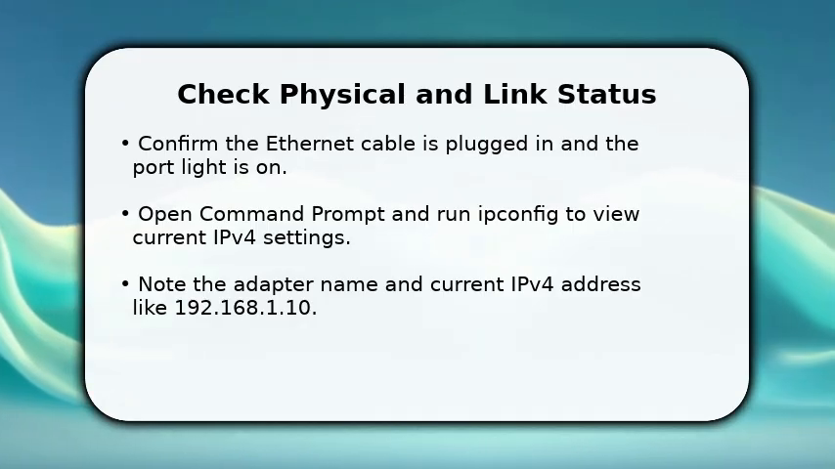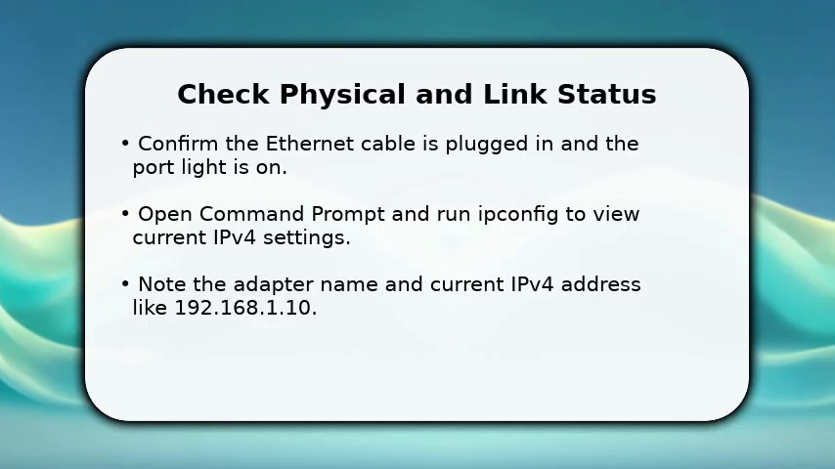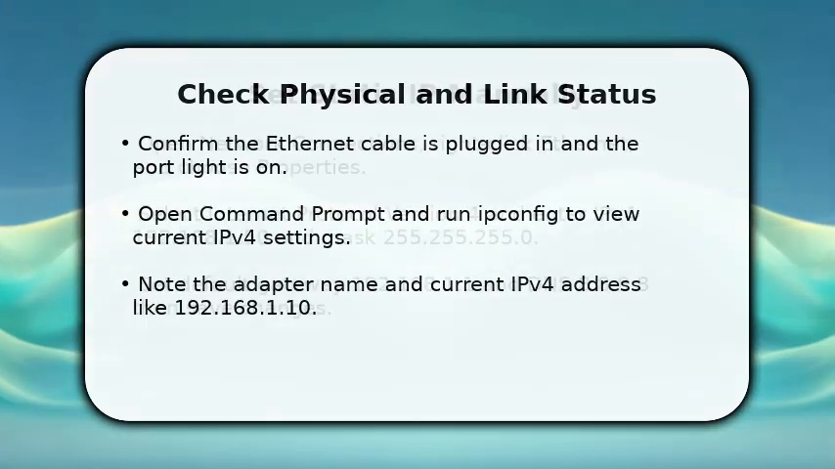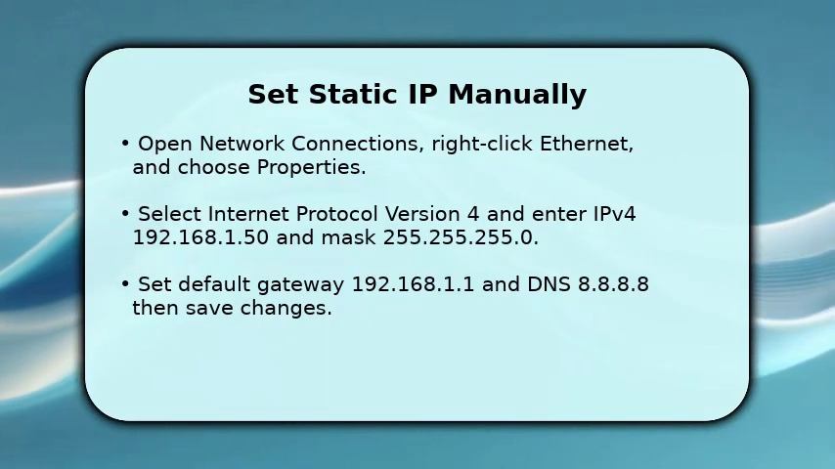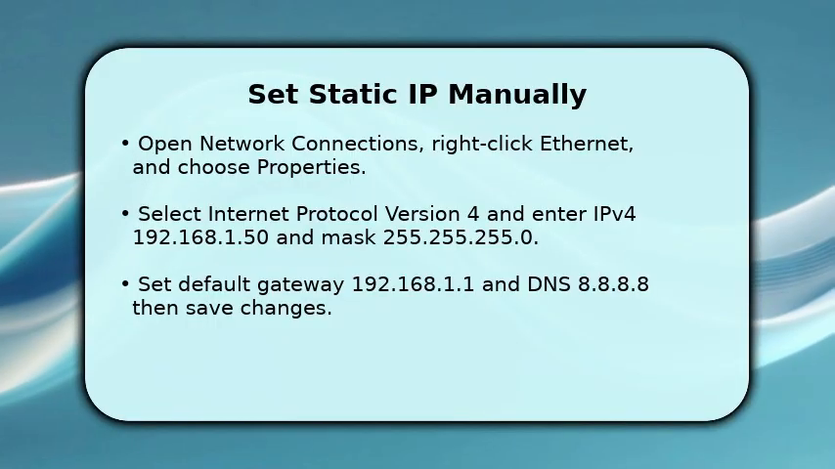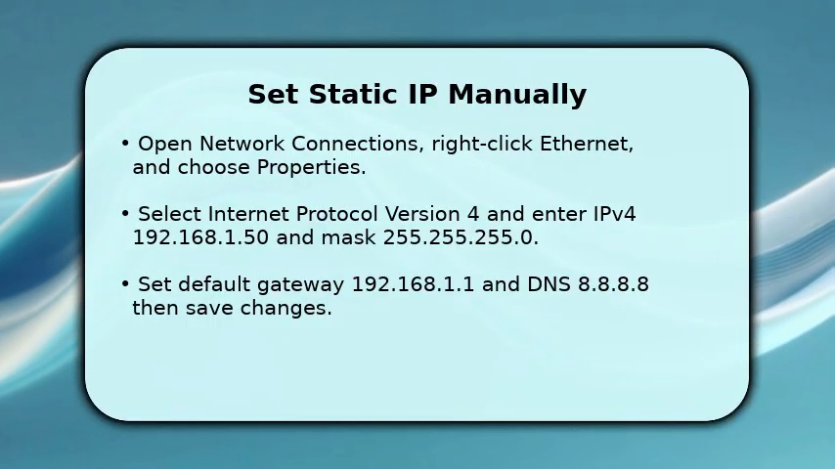Open Control Panel and go to Network Connections to find your Ethernet adapter. Right-click the adapter and choose Properties to access configuration options. Select Internet Protocol version 4 and click Properties to enter manual settings.